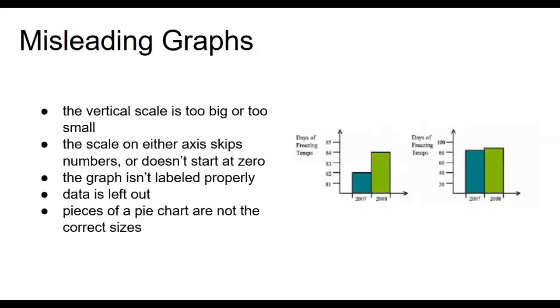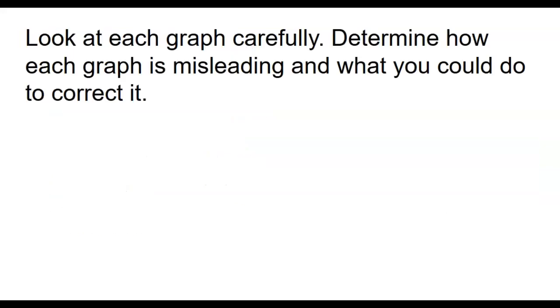For example, look at these graphs. Both graphs show exactly the same data, but the graph on the left makes the difference look much more dramatic because of the vertical scale that they used. Look at each graph carefully. Determine how each graph is misleading and what you could do to correct it.